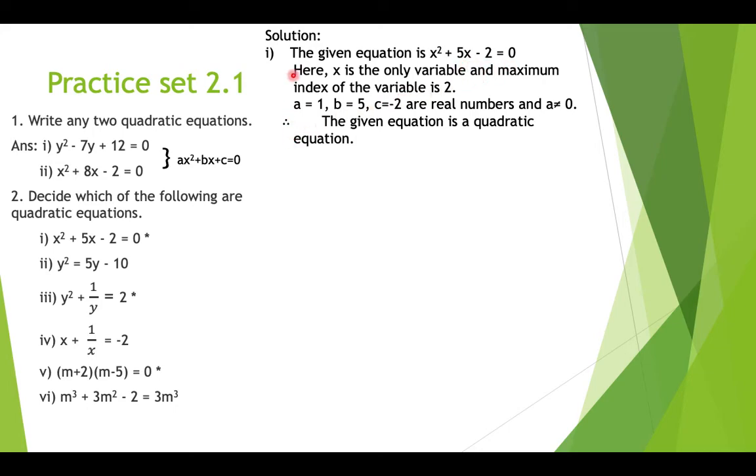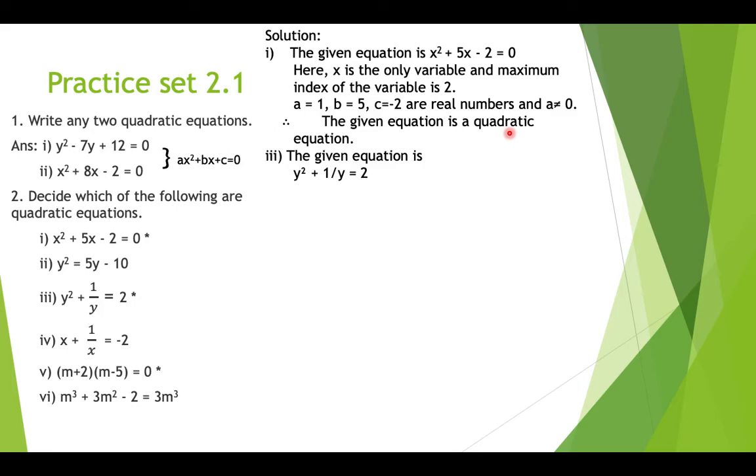Over here we have x as the only variable. Like in the definition of a quadratic equation, we have only one variable and the maximum index of the variable is 2. Since the maximum index of the variable is 2 and there is only one variable, we can say that the given equation is a quadratic equation. And also over here a is not equal to 0. So a is equal to 1, b is equal to 5 and c is equal to minus 2 are real numbers and a is not 0.